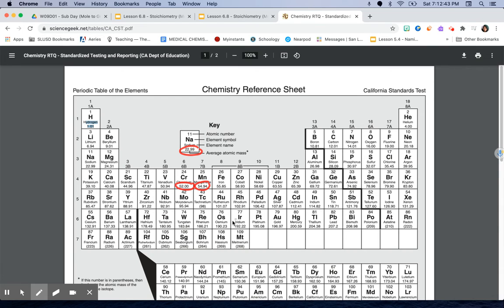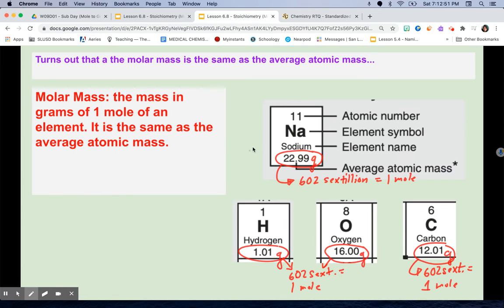So the average atomic mass could be the mass of a single atom of an element, but it also counts as the mass of exactly 1 mole of that element. So the molar mass is the same as the average atomic mass number, right? And that mass number just means I have 1 mole of that element, right?